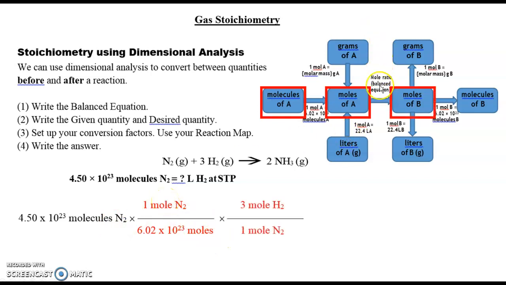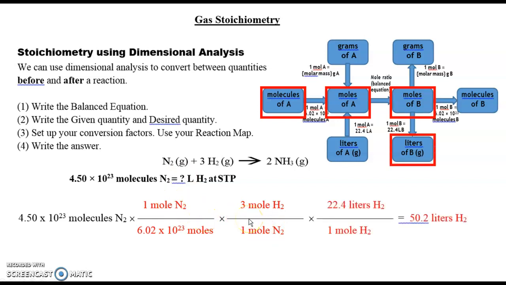Cross over, use the balanced equation right there. Again, using the mole ratio of 3 moles of diatomic hydrogen, and then I put that over 1 mole of diatomic nitrogen, cancel out my nitrogens, keep going. I go around the curve here, 1 mole of hydrogen, and that's going to go to our volume, which is 22.4, and I have 50.2 liters of hydrogen.